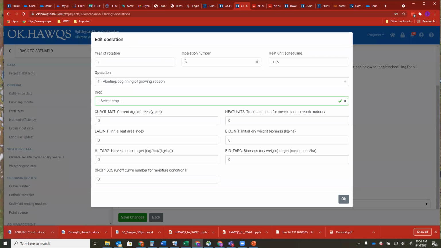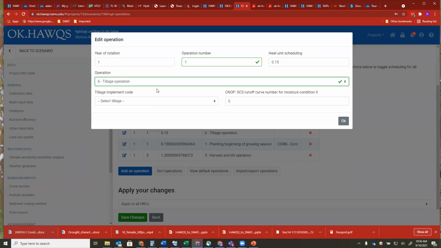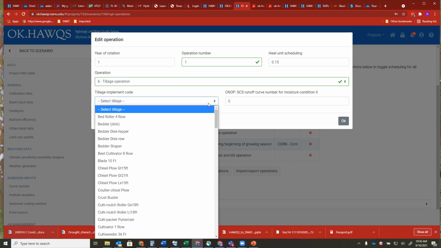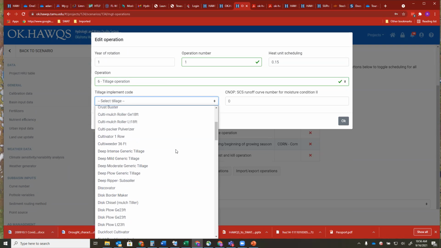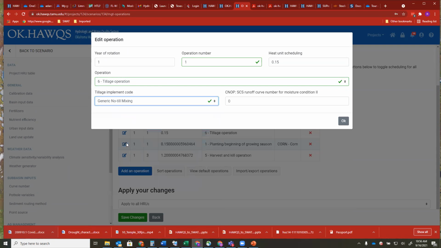Okay. And I want that to be my first operation because I'm going to till the soil actually. Let's say I want to till the soil. So I can go here, tillage operation. And I can select what tillage I want to apply. Let's say I want to do a generic no-till. So you can do a no-till or conservation till, conventional tillage, or if you know the exact tillage, you can also choose that. Okay. And if you have to override your curve number, you can do that.